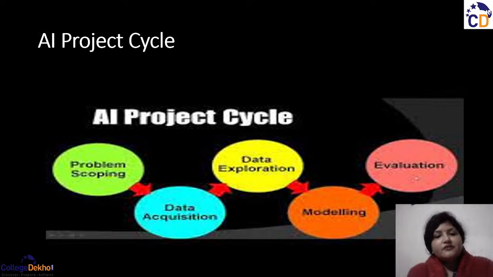These are the 5 steps that need to be taken while building an AI project, right? First stage is problem scoping. The second stage is data acquisition. Third stage is data exploration. Fourth, modeling, and the last stage is evaluation. I'm taking one example and applying the AI project cycle to it, to make you understand how we apply the AI project cycle in our projects, right?